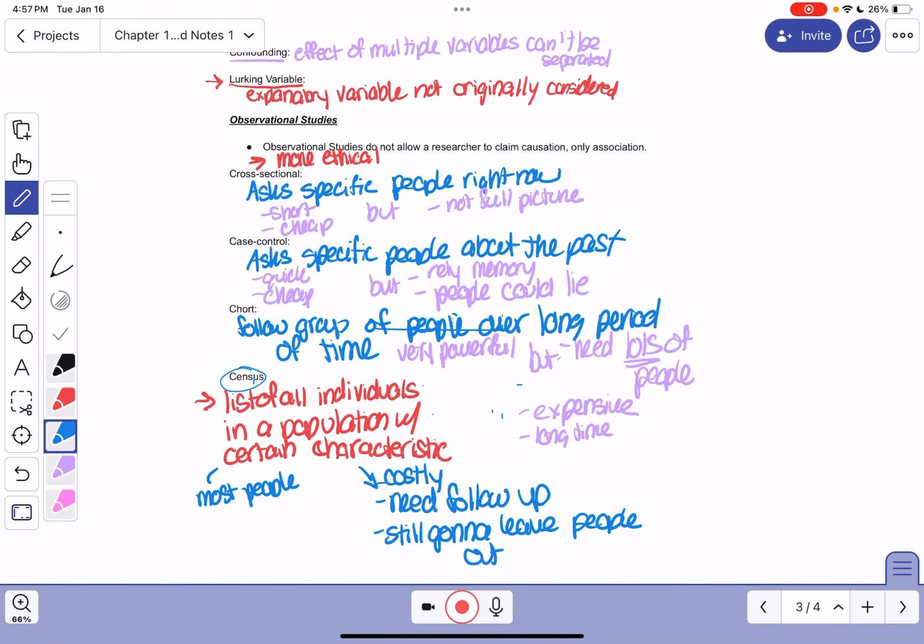So those are different ways to get studies. We'll learn more about them as we go, but that's section 1.2. Let me know if you have any questions.